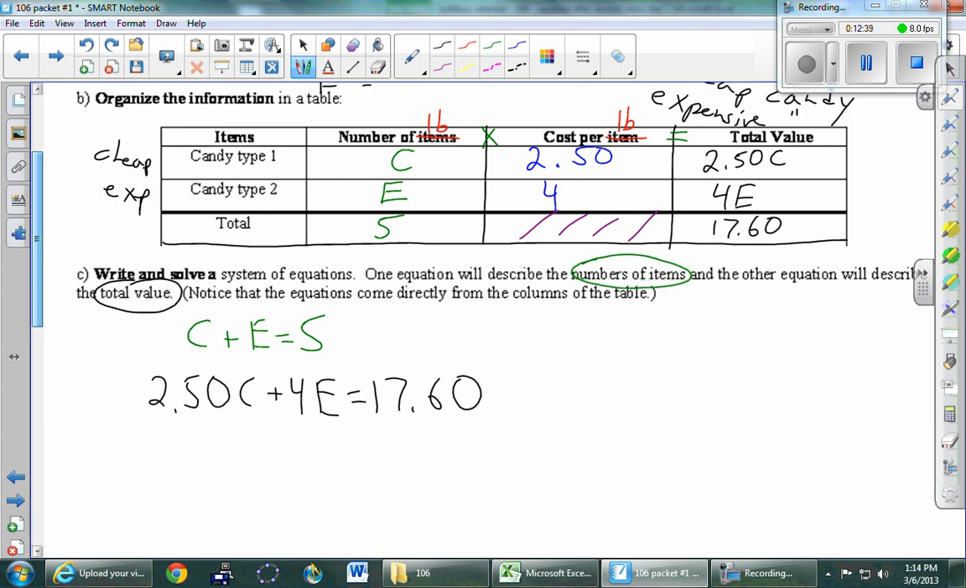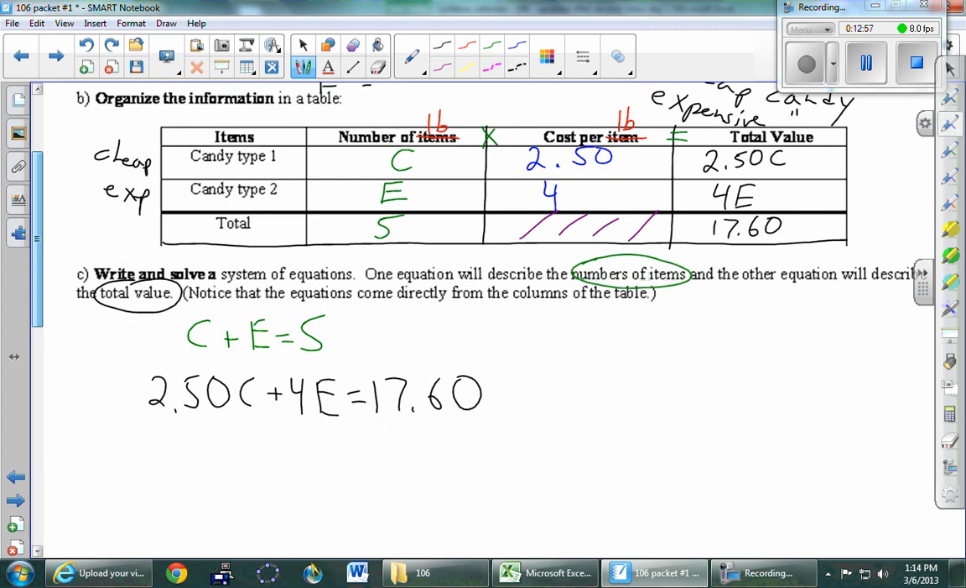Now really the only new thing for today is what we just finished. We still have to do all the work we did last class, but the new thing was translating the paragraph into a table into two equations. And now we can forget about candy and we can just solve this doing the techniques from last class.